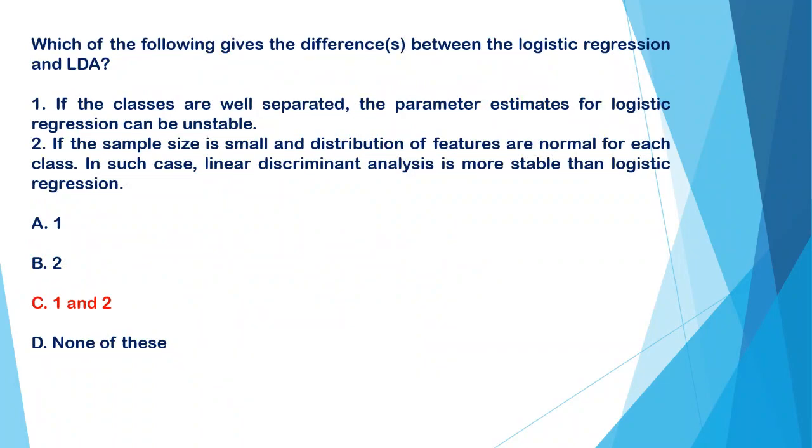Which of the following gives the differences between the logistic regression and LDA? First, if the classes are well separated, the parameter estimates for logistic regression can be unstable. Second, if the sample size is small and distribution of features are normal for each class, in such cases, linear discriminant analysis is more stable than logistic regression. And the options are A first, B second, C first and second both, and D none of these. And the correct option is C, first and second. दोनों ही आपके differences को बता रहे हैं.